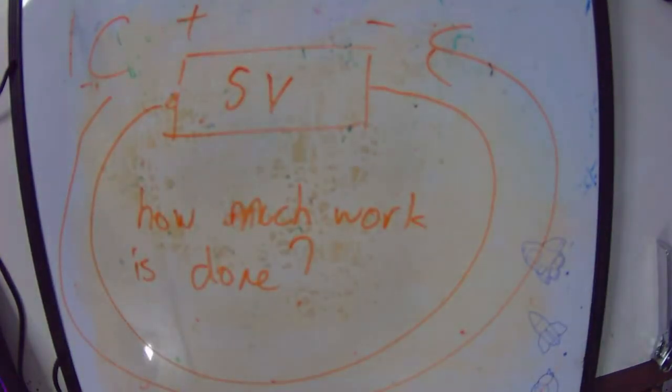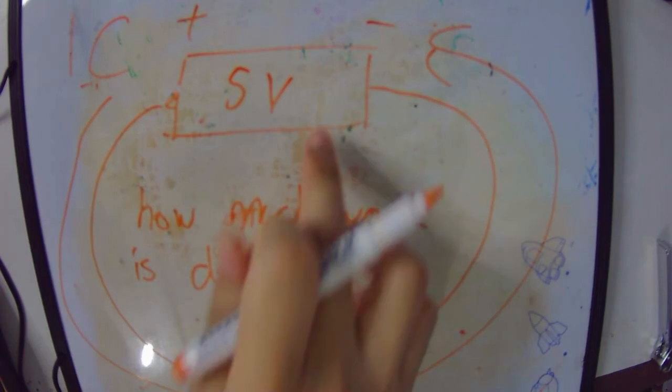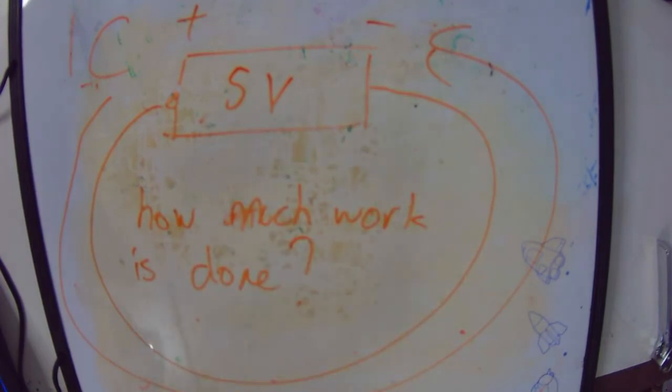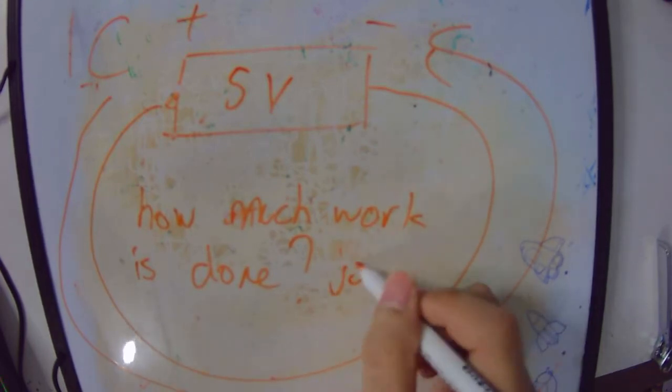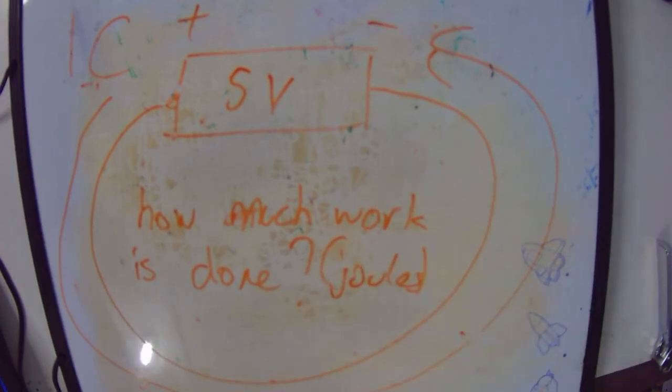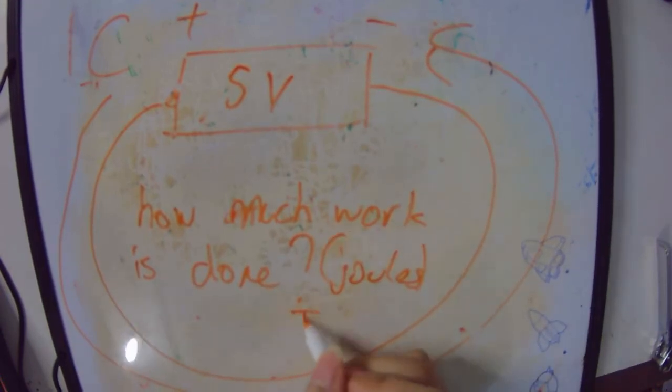How much work is done by moving one coulomb from here to here? That is what voltage is. That is what potential difference is. If the potential difference is very low, then from here to here you might only do about 1 joule or 2 joules. But if the potential difference, the electric pressure, is high, then from one point to another you might generate 12, 15, 20 joules, more joules. Work is measured, by the way, in joules. The SI unit is J.